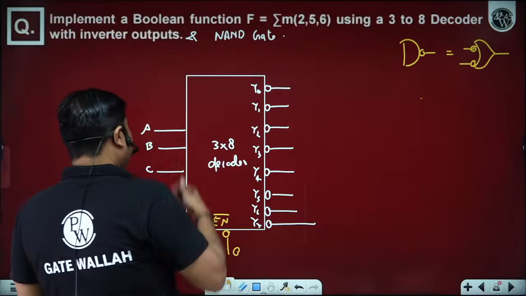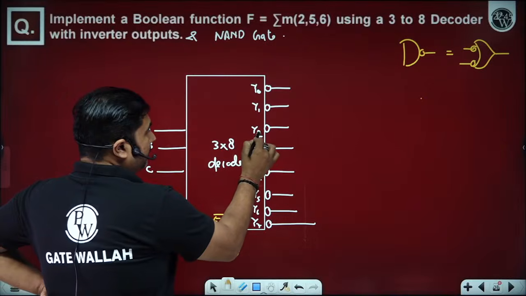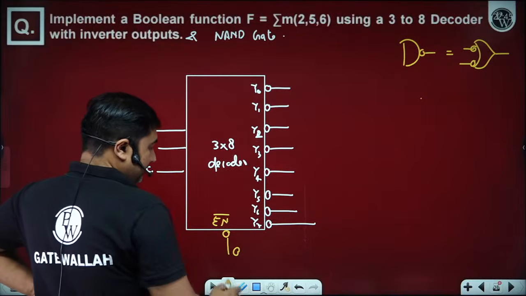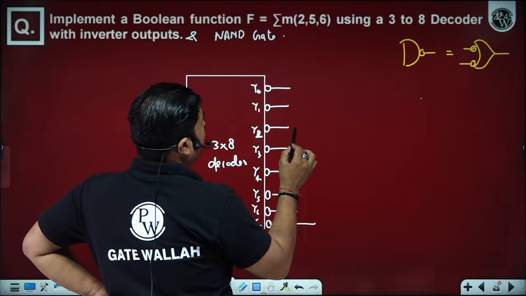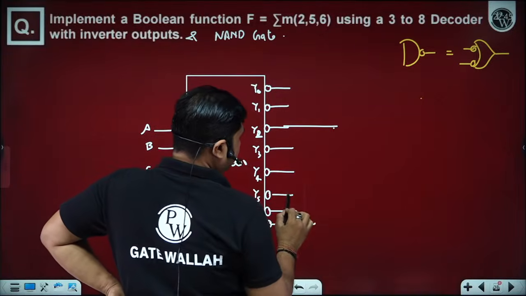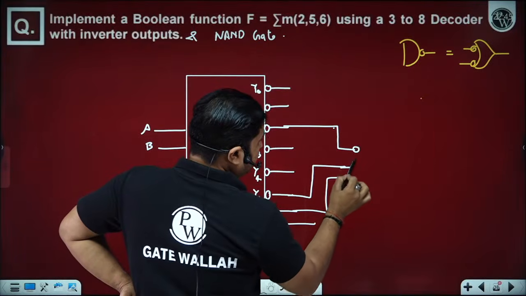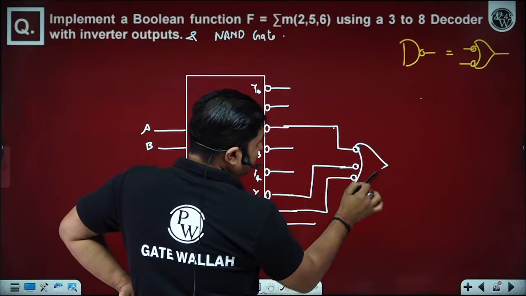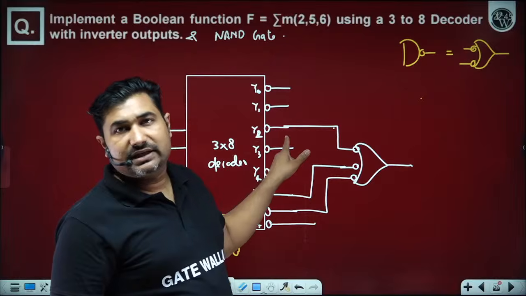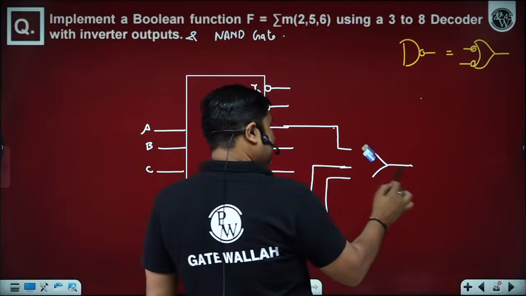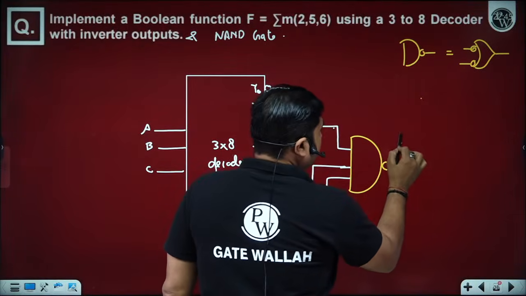Now please observe, we have A, B, C, and outputs Y0, Y1, Y2, Y3, Y4, Y5, Y6 and Y7. Now please observe here, we have to implement 2, 5 and 6. If we are going to pass them through the bubbled OR gate, which is nothing but a NAND gate only, our function gets implemented because this bubble and this bubble will cancel the effect of each other. So can I replace it with one NAND gate? Yes, sir. So the function gets implemented.